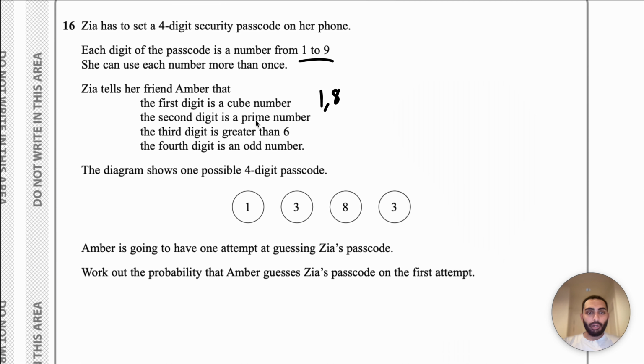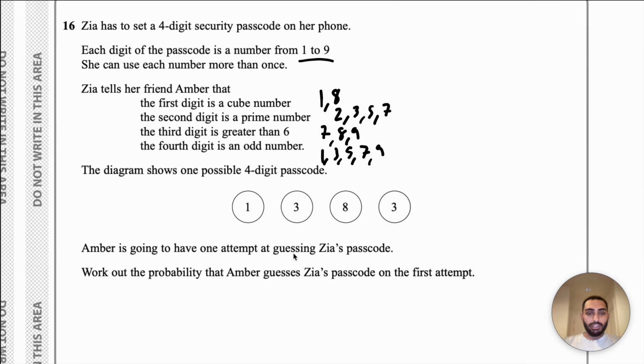The second digit is a prime number. So our prime numbers are numbers with 2 unique factors. The first one is 2, and then we have 3, 5, 7. The third digit is greater than 6, so it can't be 6, so it has to be 7, 8, or 9. The fourth digit is an odd number, so it has to be 1, 3, 5, 7, or 9. The diagram shows one possible 4-digit passcode.